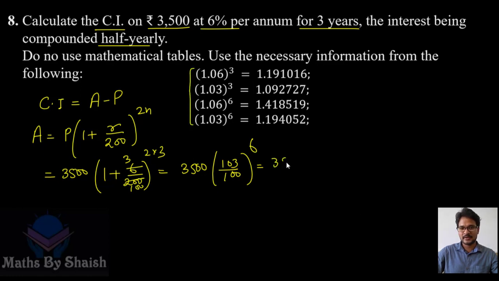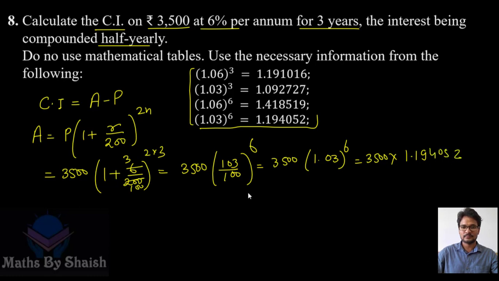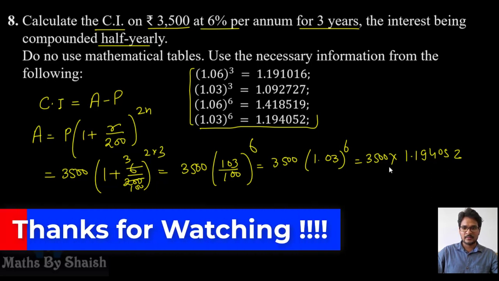So it is 3,500 times 1.03 to the power 6, and this one we are going to use. That is going to be 3,500 into 1.194052, and this is the amount.